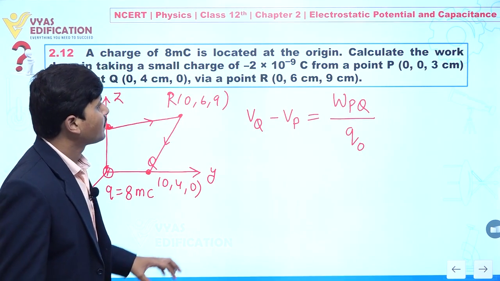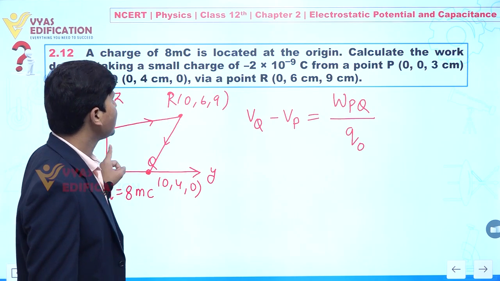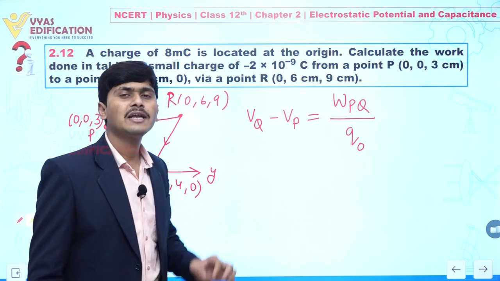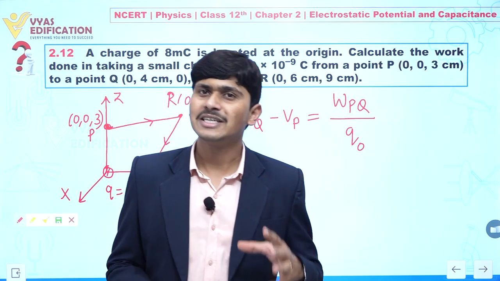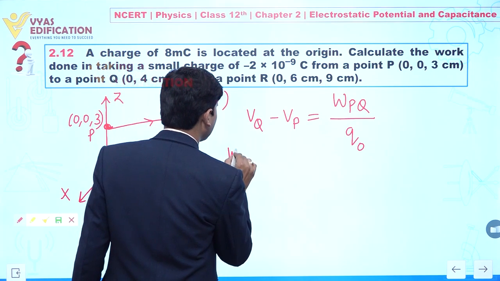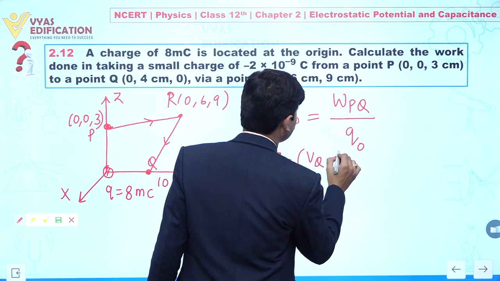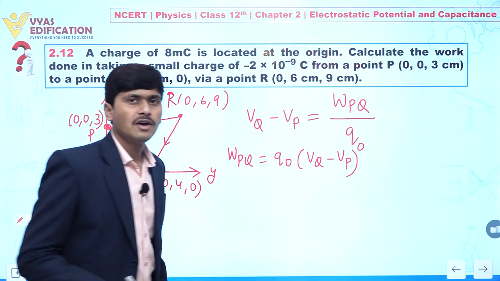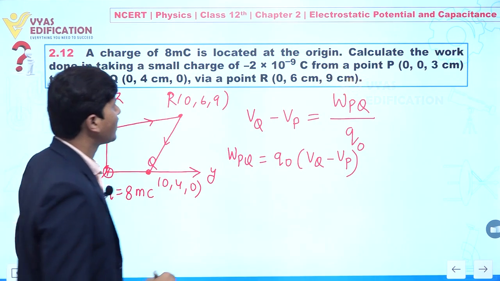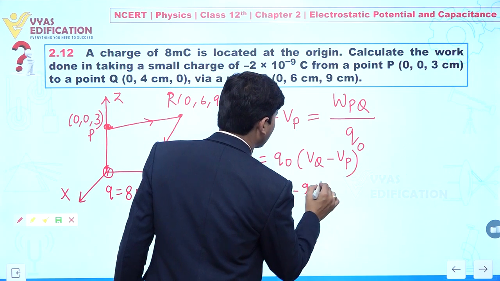Now actually here we have one concept: the total work done does not depend on the path. It depends only on the final and the initial position. Clear to you? So we can write WPQ, which should be equal to Q naught times VQ minus VP. The value of Q naught is given to you as minus 2 into 10 to the power minus 9 coulomb.